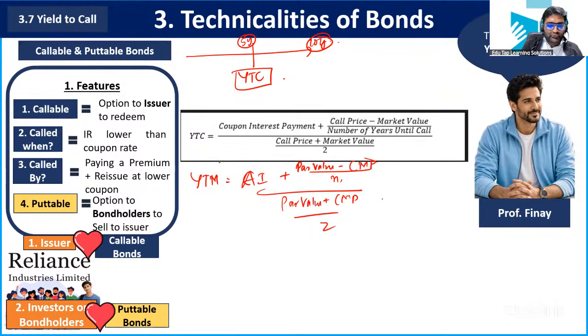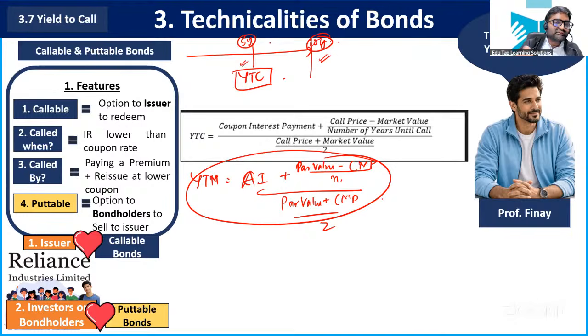Okay, this was the yield to maturity formula. 10 years is the time for maturity, but it has been called back in 5 years only. Callable or puttable, whatever it might be, it has been called back in 5 years only. So at that time you won't get the par value. The entire par value amount will not be given.